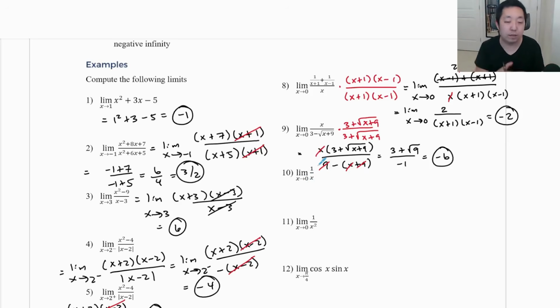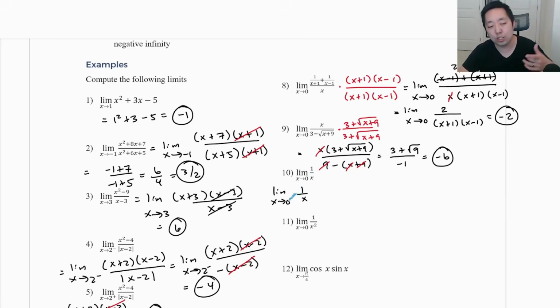And it's some kind of infinity, because you have to remember, I'm not really dividing by 0. I'm dividing a number close to 0. So to analyze something like this, you want to look from the left and the right first. It's some kind of infinity, but you have to decide if it's a positive infinity or negative infinity.